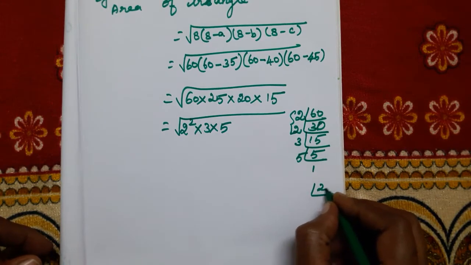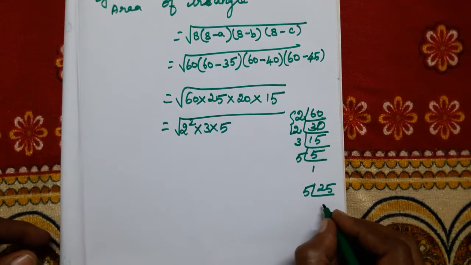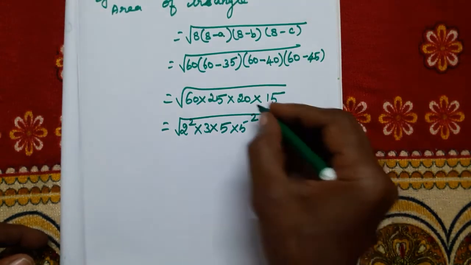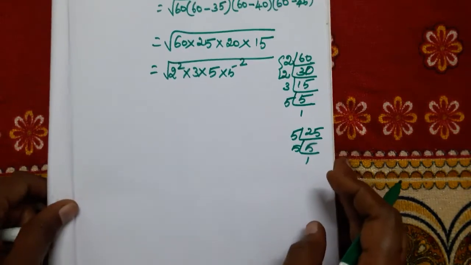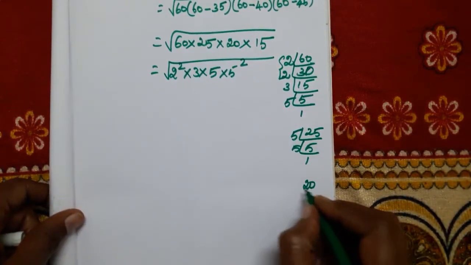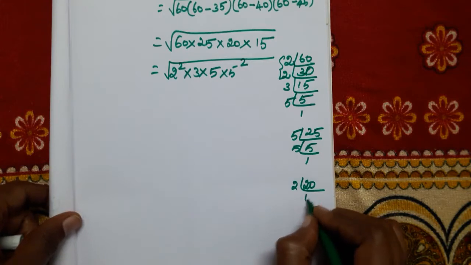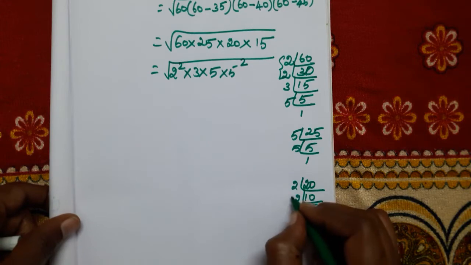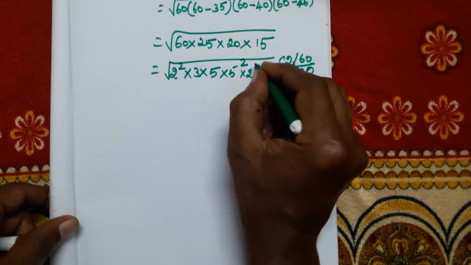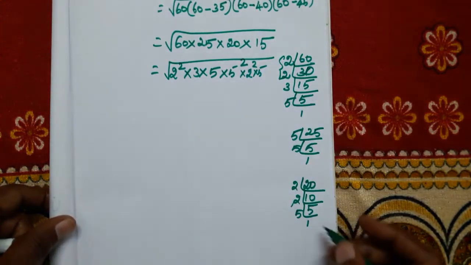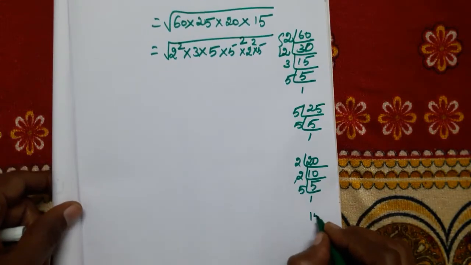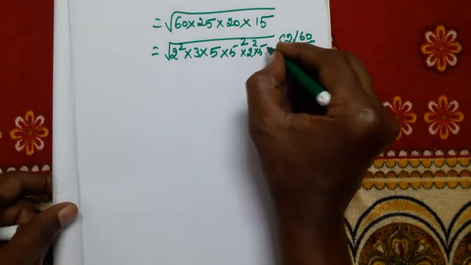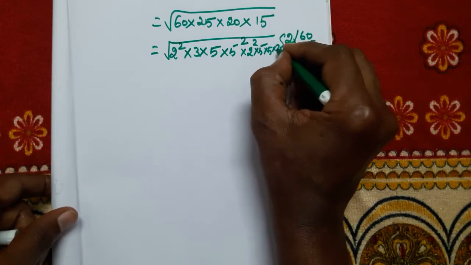Next, 25 means 5 5s are 25, so we can write 5 square. Next 20: 10, 2 5s are 10, 5 1. So we can write 2 square into 5. Next 15, here we can write 5 into 3.